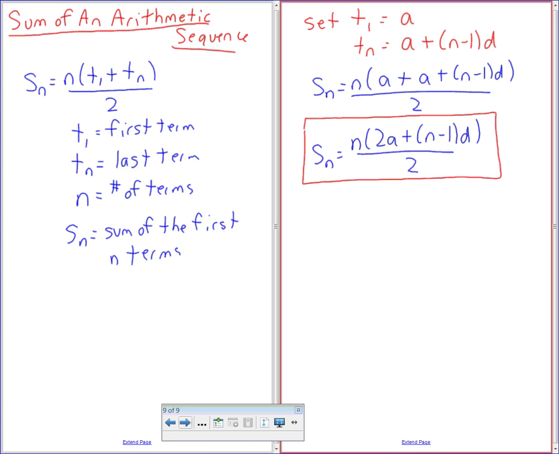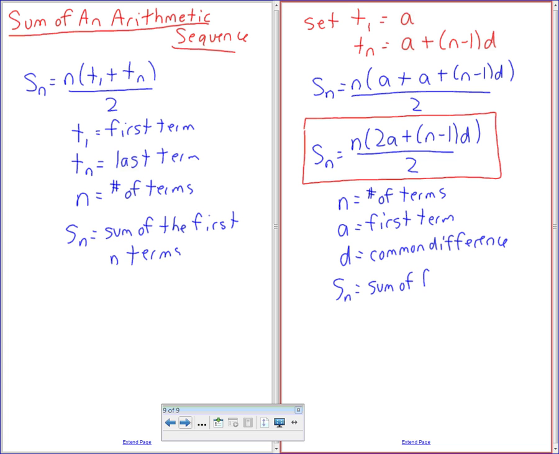Just like before, n is equal to the number of terms. a is going to be your first term. d is going to be your common difference. Sn is going to be the sum of your first n terms. Now the second equation is useful if we don't know the last term. If you only know the first three terms in a sequence, and I say the pattern's going to go 10, 15, 20, find the value of the first 100 terms, that would be that.